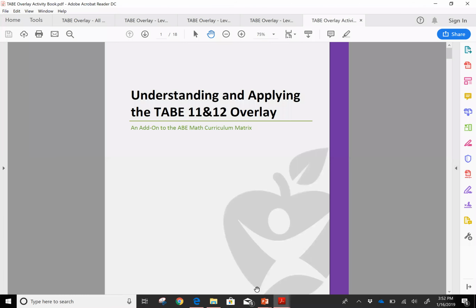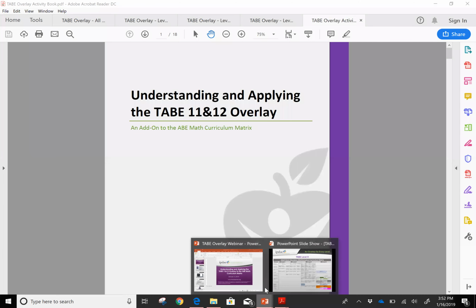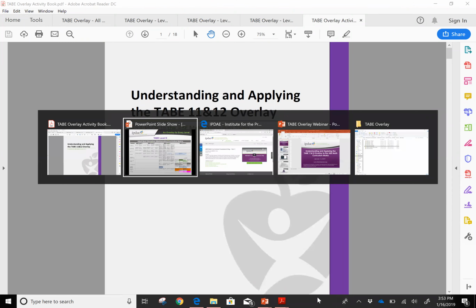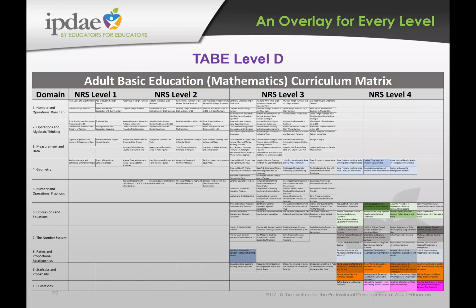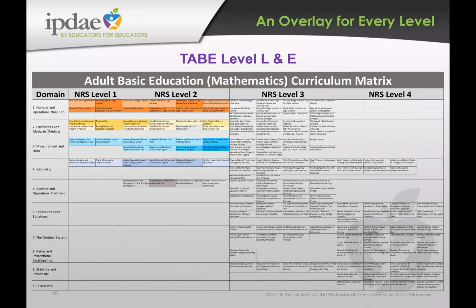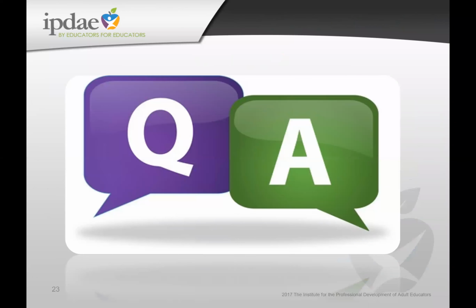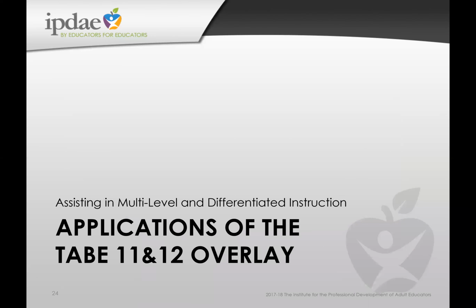You may be a resource teacher, or you could be a resource coordinator at your site who wants to transfer this learning back to your teachers. So you've got four versions of the overlay. You've got the all version, the level L and E, the level M, and the level D. So any other questions, June, before we go into the applications?